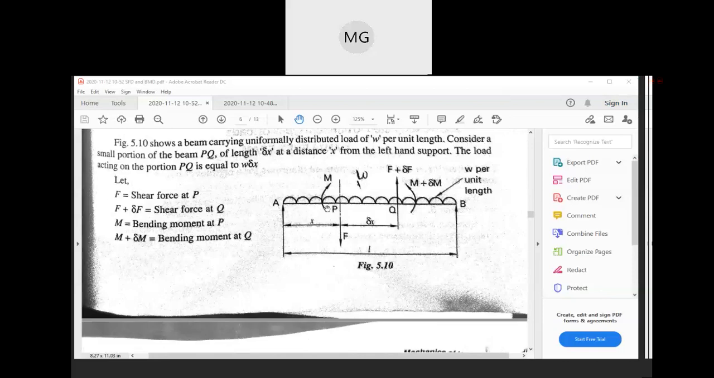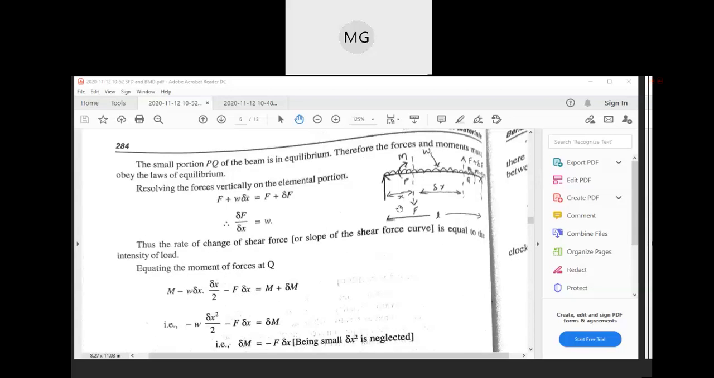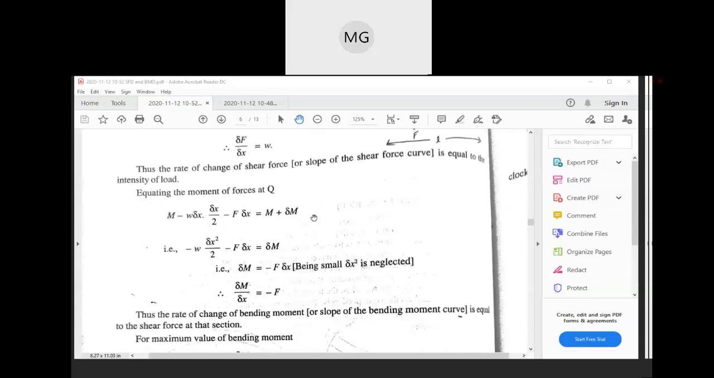So here on the left side and right side, only one couple is acting. That is shown here, M plus delta M. Then you simplify this. So here M and M get cancelled. The remaining is, on this side, minus W into delta x square by 2, minus F into delta x, equal to delta M. Okay. So F into delta x is very small and delta x square is very small, so we ignore it.